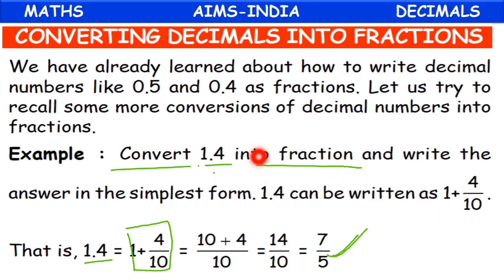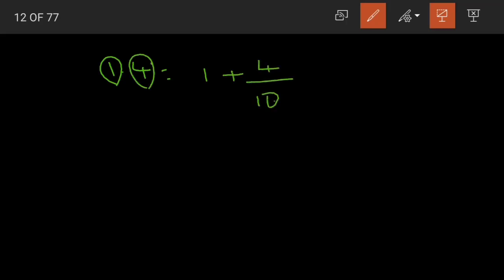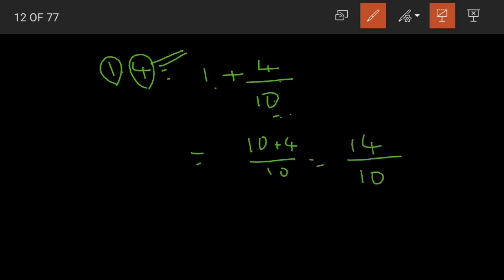What did we learn just now? Conversion of decimals into fractions. Now we know both the basic decimals and also a complicated decimal like this can also be converted into a fraction. Let us revise again. I'll tell it quickly. 1.4, how will we write it? This 1 plus the decimal place 4 divided by 10, as we are having only one decimal place. Now 1 plus 4 will be nothing but 10 plus 4 by 10, that is 14 by 10.